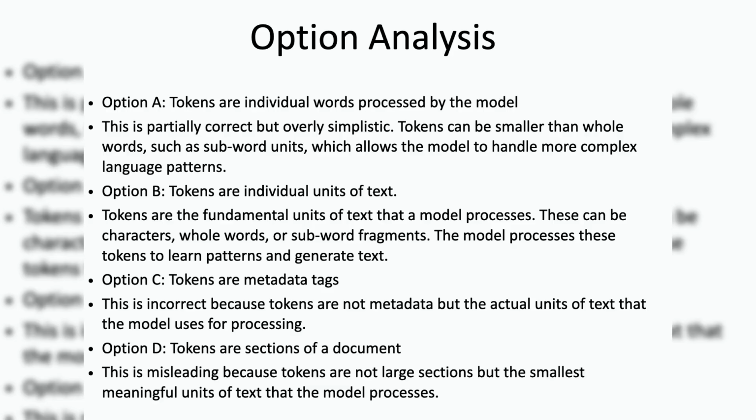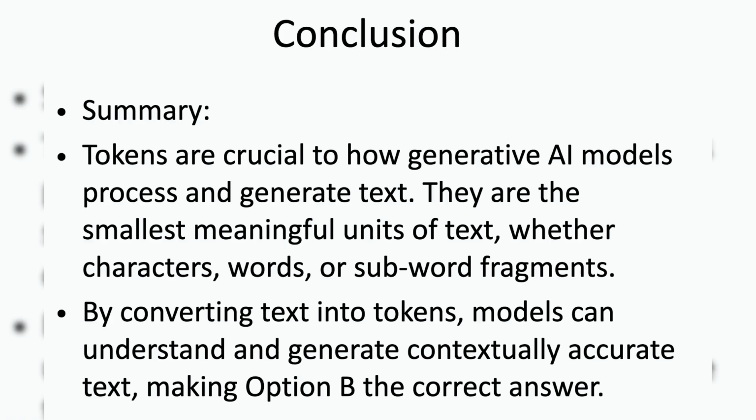Option C, tokens are metadata tags. This is incorrect because tokens are not metadata, but the actual units of text that the model uses for processing. Option D, tokens are sections of a document. This is misleading because tokens are not large sections, but the smallest meaningful units of text that the model processes. By applying this reasoning, option B is the correct answer.